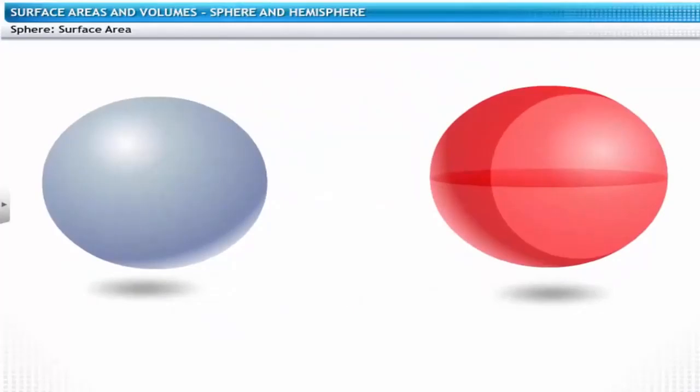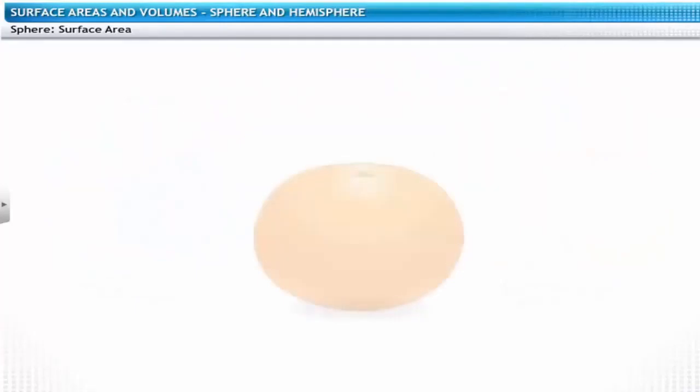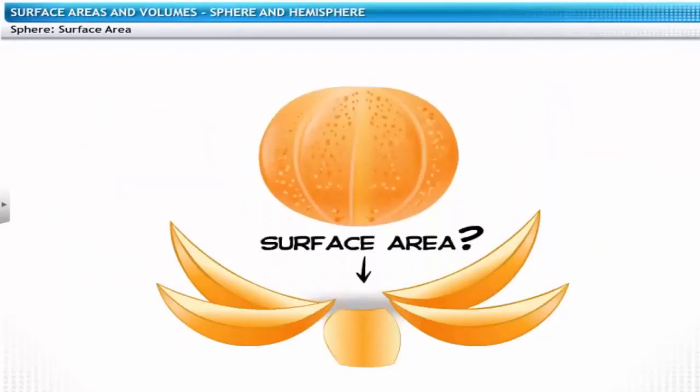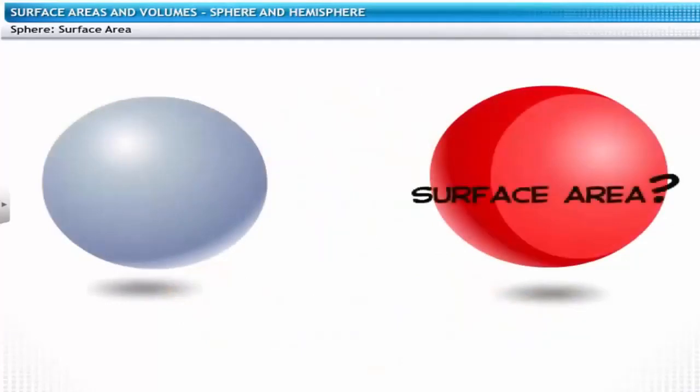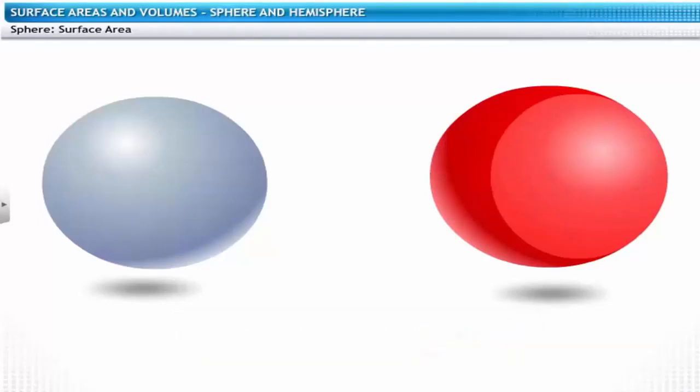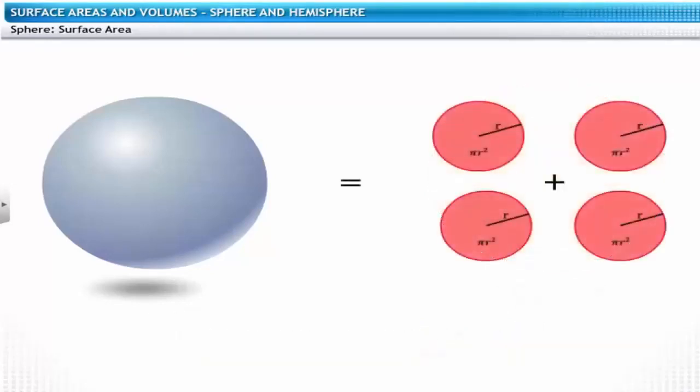An example that will help to easily visualize the surface area is an orange. If you peel off the skin of an orange, the area of the skin represents the surface area of the orange. Is there a way in which we can calculate the surface area of the sphere mathematically? Yes, we can find it by using the surface area formula. If we have a sphere of radius r, we can calculate the surface area by using the formula A equals 4 pi r squared. You can observe that the surface area is equal to the sum of areas of 4 circles having radius r.